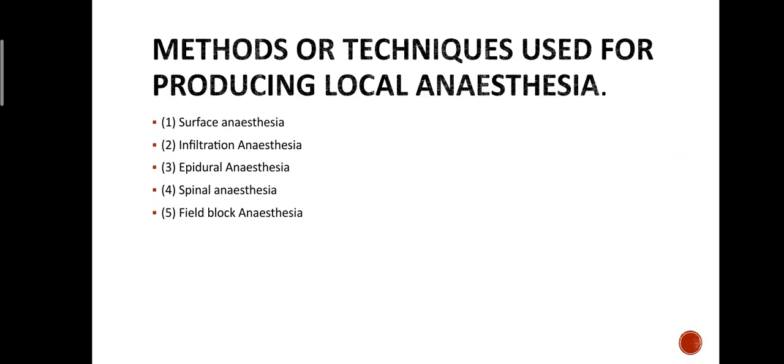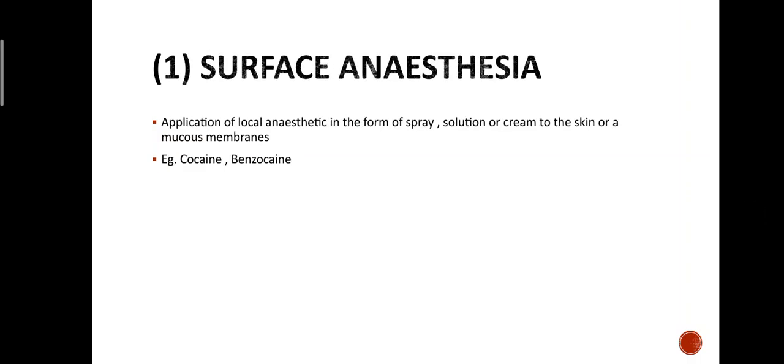Next point, methods or techniques used for producing local anesthesia. Which methods are used for producing local anesthesia are as follows. There are five types of methods. First one, surface anesthesia. Second, infiltration anesthesia. Third, epidural anesthesia. Fourth, spinal anesthesia. And fifth, field block anesthesia. These are the five methods or techniques used for producing local anesthesia. Let's see one by one in detail.